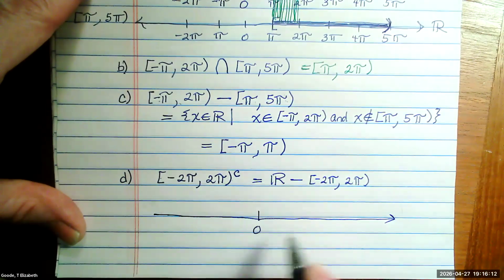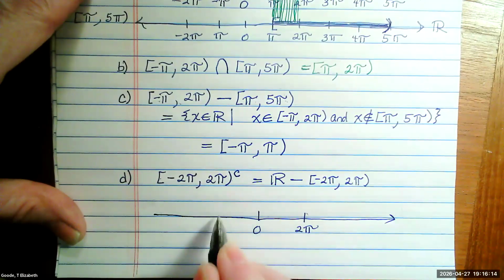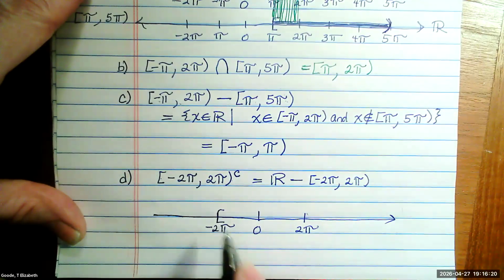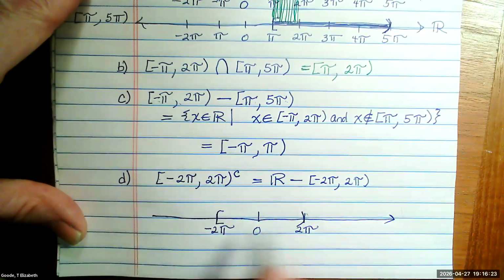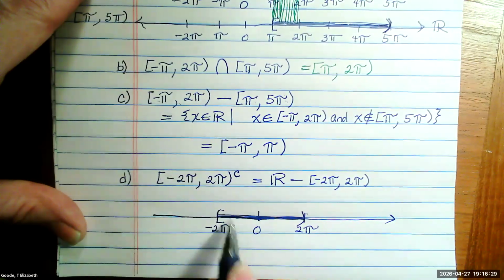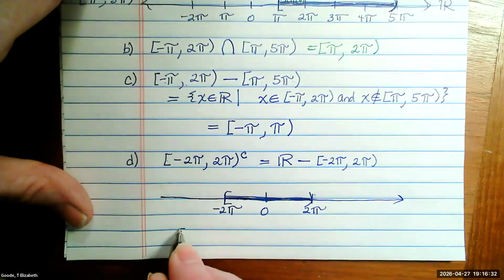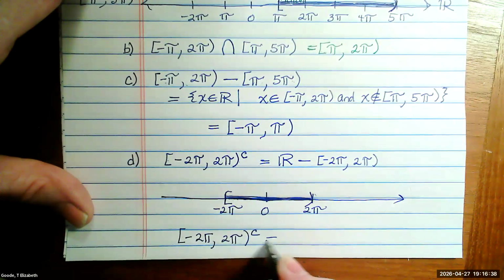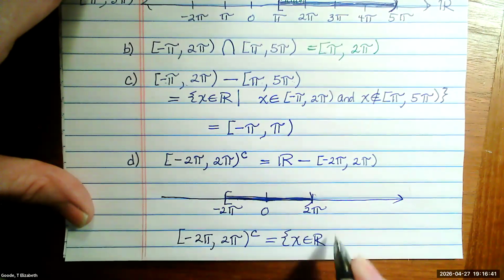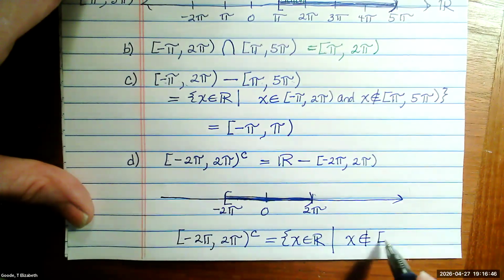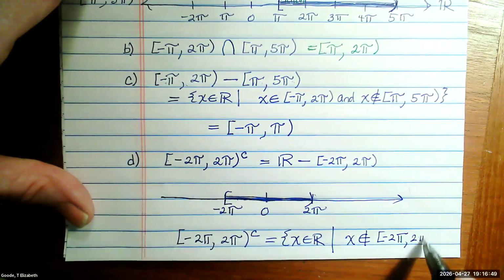Because by definition, the complement of negative 2 pi square bracket to 2 pi soft bracket, we want to take the complement of this set. So we want to understand that this complement is any x in the reals such that x is not in negative 2 pi square bracket to 2 pi soft bracket. But if it's outside, how do we say it's outside?